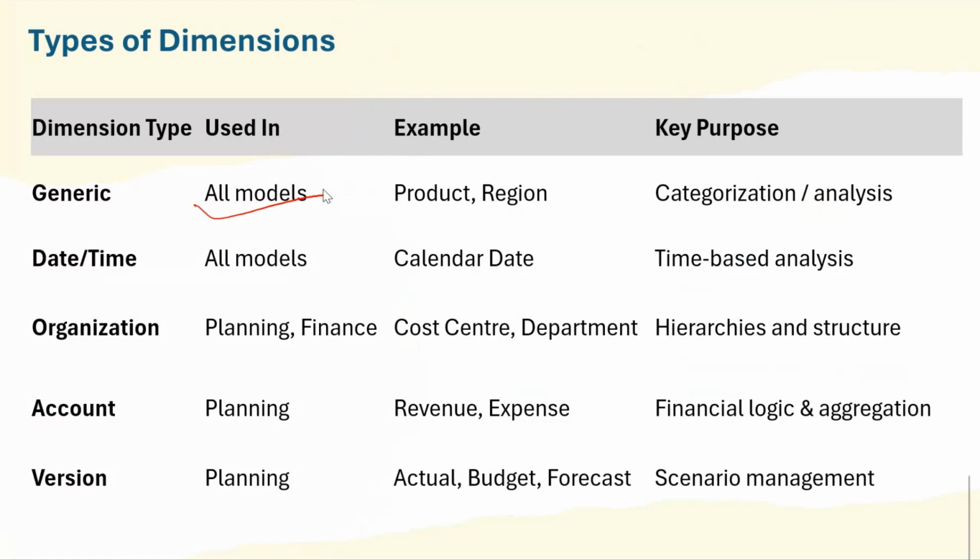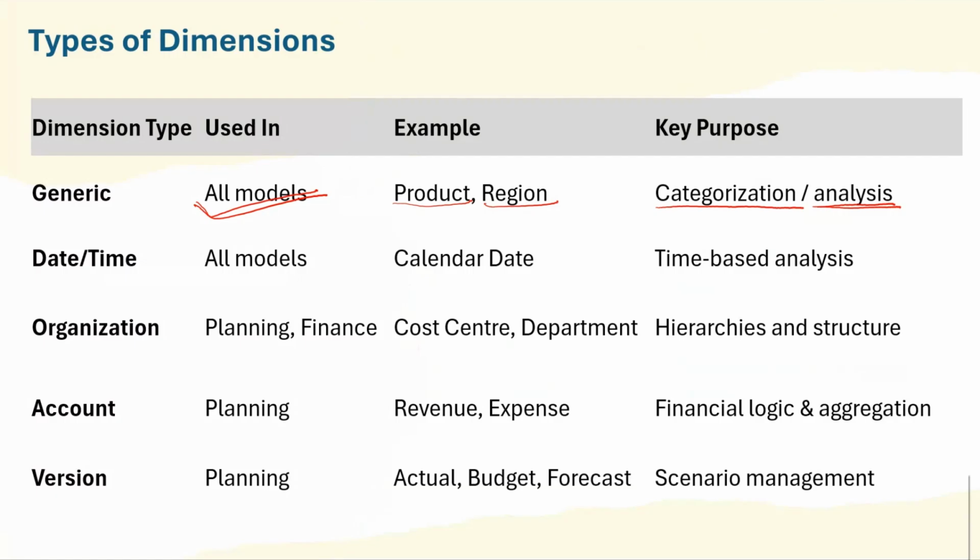So this generic dimension can be used in all kinds of models, whether it is analytic import model or planning import model. Examples can be product, region, general ledger account, country, it can be anything that gives the context. So any text or a code or ID that gives some context to my data can be used as a generic dimension. So the key purpose is categorization or analysis. Analysis is basically providing the context, or categorization of the data gives the category, like what category of the data it is. So this is where we create a generic dimension.